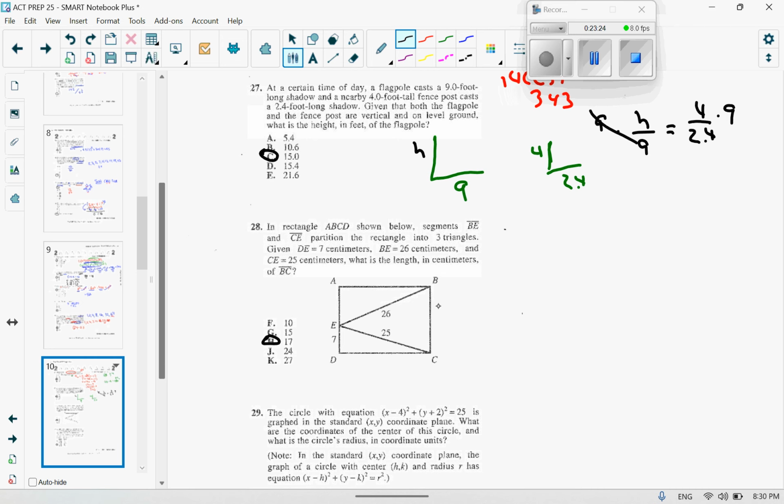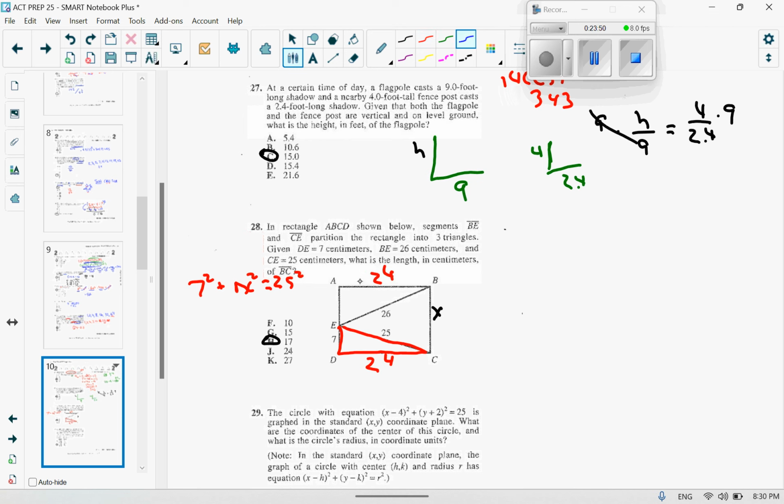Length in centimeters of BC right there. Okay. Well, I could see that this is a right triangle. So to find this value, I can do Pythagorean theorem. 7 squared plus DC squared equals 25 squared. So you do that, and you can find that this side is 24. Therefore, this side is 24.